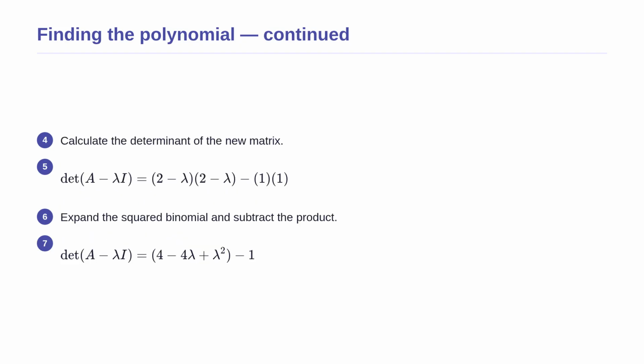Continuing with our setup, we now must find the determinant of this new matrix. For a 2 by 2 matrix, the determinant is the product of the main diagonal minus the product of the other diagonal. We multiply the top left and bottom right entries together, which gives us 2 minus lambda squared. Then, we subtract the product of the top right and bottom left entries, which is just 1 times 1. Next, we expand this algebraic expression using the standard expansion for a squared binomial. This gives us 4 minus 4 lambda plus lambda squared minus 1.